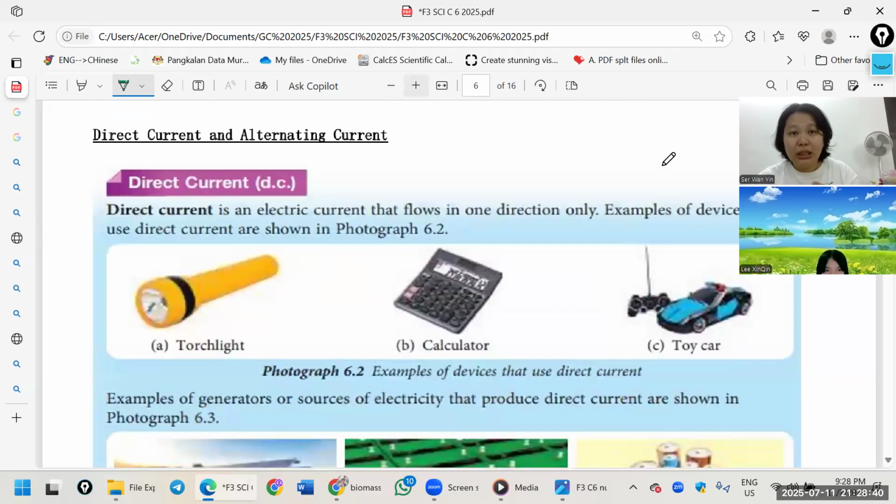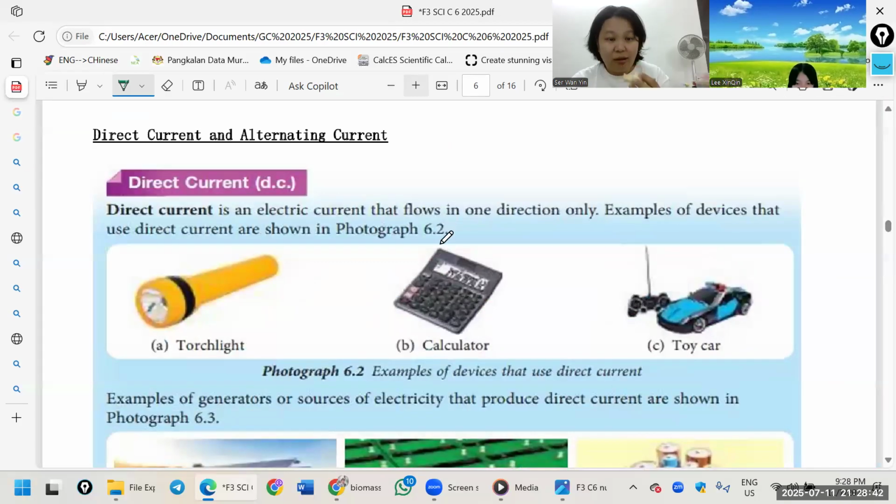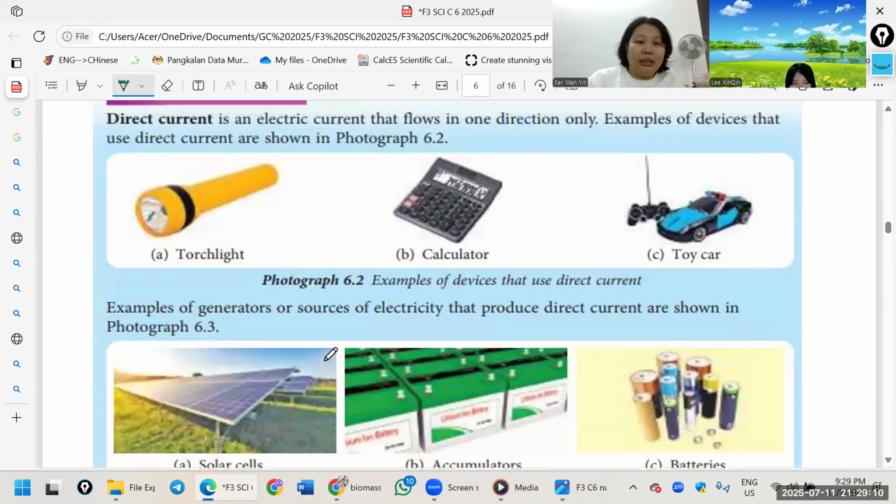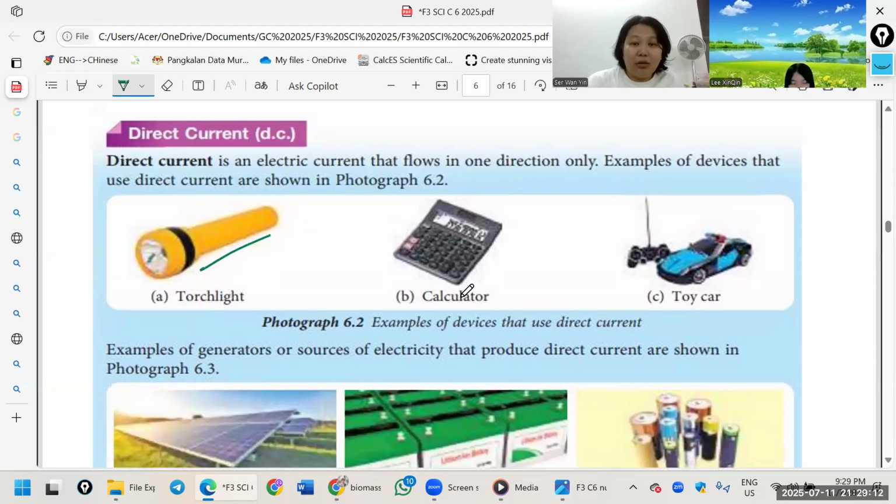Now look at DC and AC. DC is an electrical current that flows in one direction. Example of devices: as long as you use a battery, then it will be DC. For example, torchlight, calculator, and toy car.